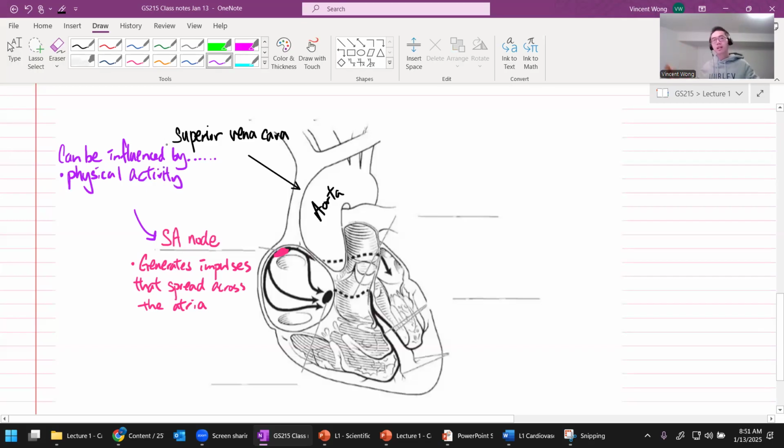Okay, you run up a flight of stairs, you do jumping jacks, you lift something heavy. All these things will now increase the firing rate of the SA node, and then your heart rate is going to go up.